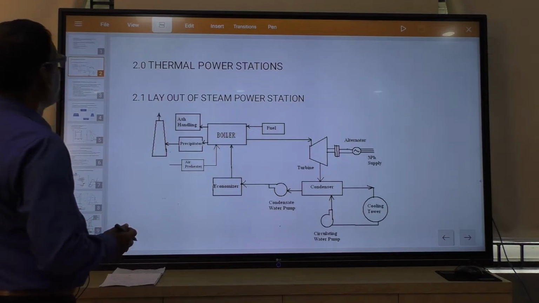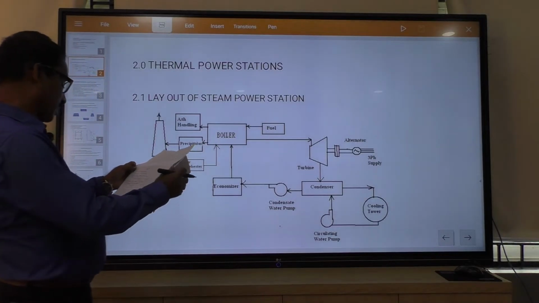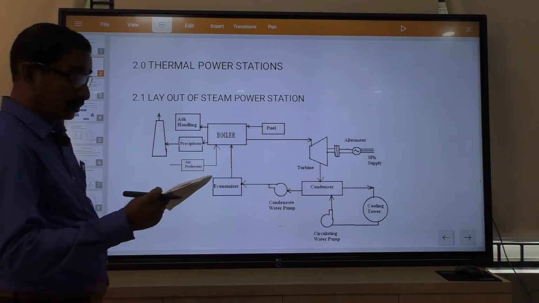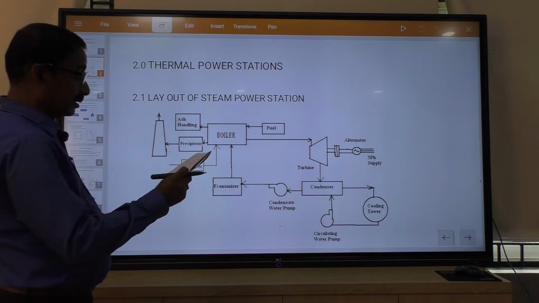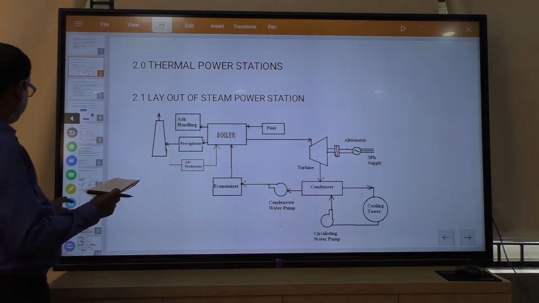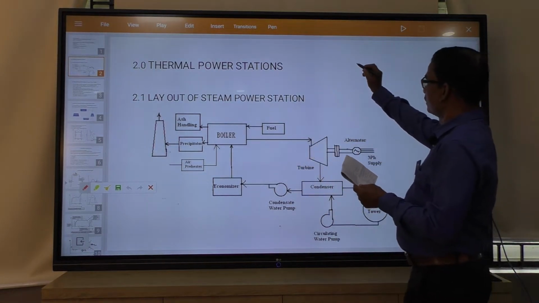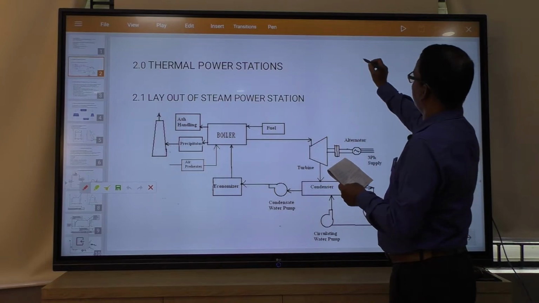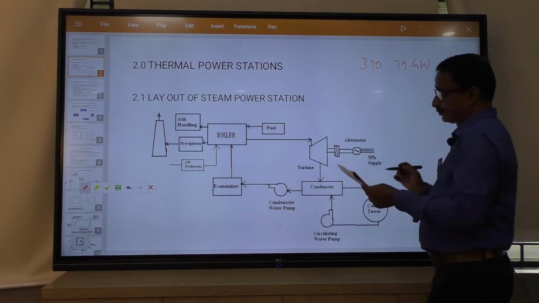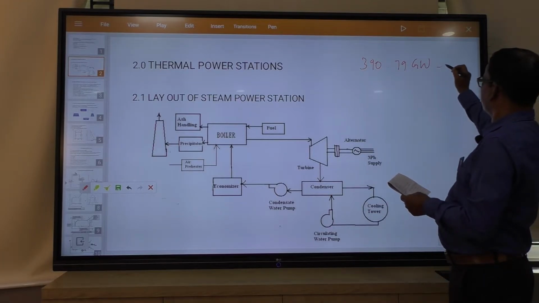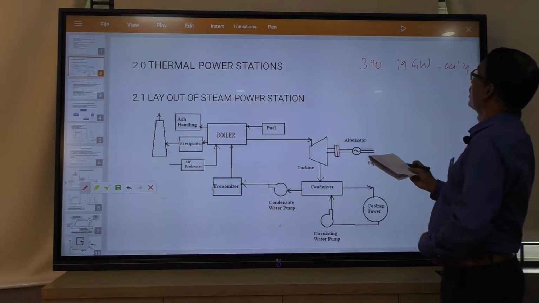Next is the layout of the steam power station. Before going to that, I want to present some important data for better interest. One is the installed power capacity in total in India. Our total production of electricity is 390.79 gigawatt, up to recent data, October 21. So this is the total installed power capacity of our country.